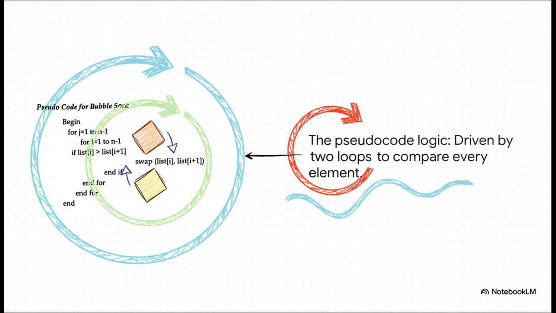Now, for those of you who are curious about what this looks like as code, here's a little taste in pseudocode. Don't worry about the exact syntax. The key thing to notice here is the two nested loops. You've got one loop running inside of another. The outer loop is what controls the passes, making sure we go over the list enough times. And that inner loop, that's the one doing all the heavy lifting, walking down the list and making those swaps. This two-loop structure is really the engine of bubble sort. And as we'll see, it's also the source of its biggest problem.